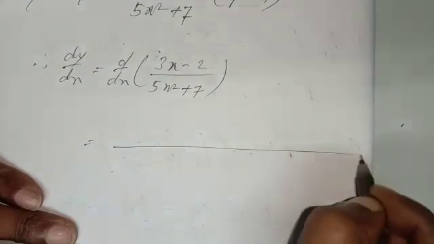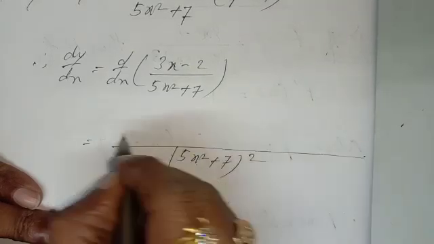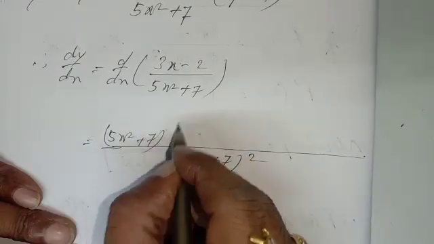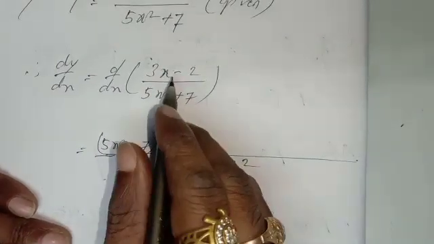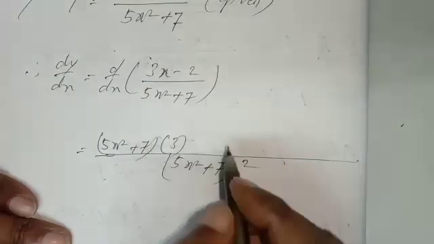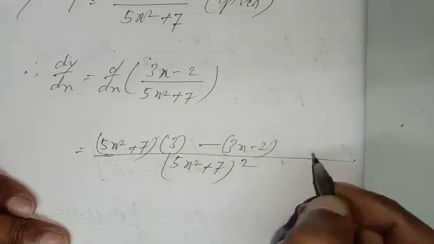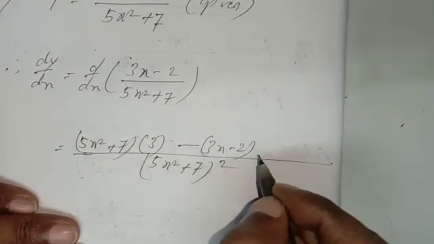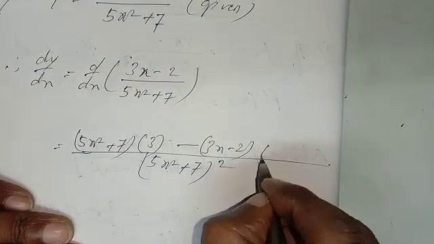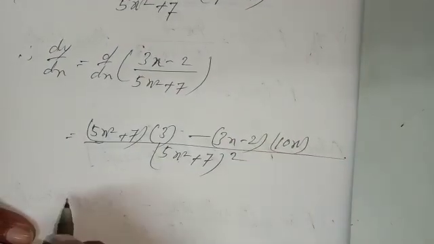What is that? V square, (5x square plus 7) whole square, and then v, 5x square plus 7, into derivative of u. What is that derivative? 3x derivative is what? 1, so 3 into 1 is 3. 2 derivative is 0. Minus u, that means 3x minus 2, into derivative of the denominator part, v. Derivative of 5x square plus 7 should be 10x, and 7 derivative is 0.